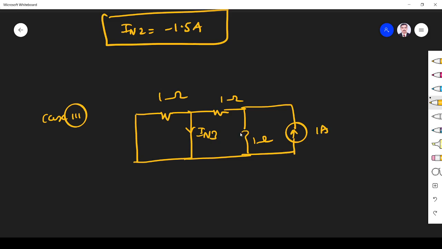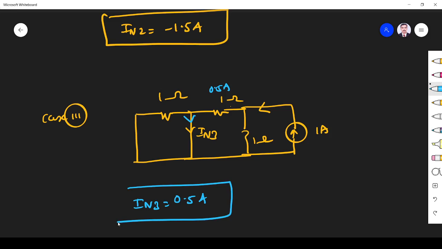So what will happen, this is 1 ampere, so what is my IN3? Here the current is divided, this 1 ampere current comes. Since the resistors are equal, it is equally divided, so it is 0.5 ampere. So this 0.5 ampere comes here directly. When it flows through, this 0.5 will be coming here. So IN3 is 0.5 ampere.